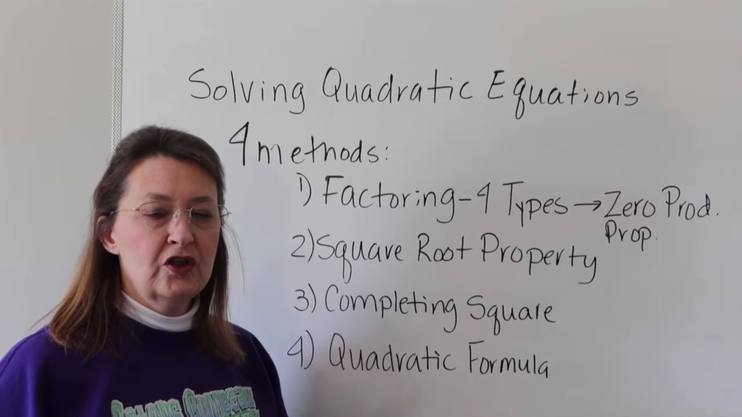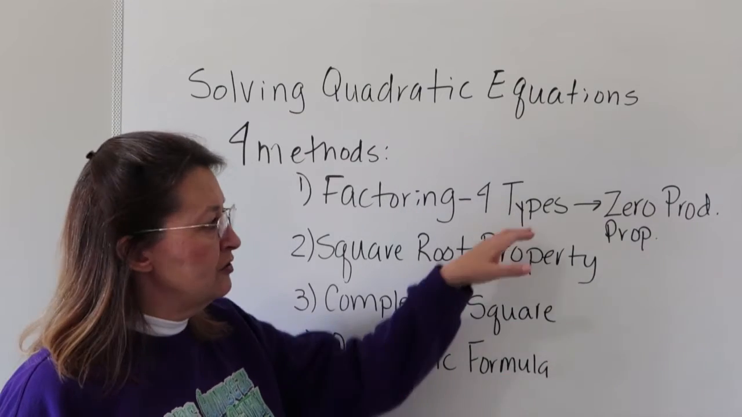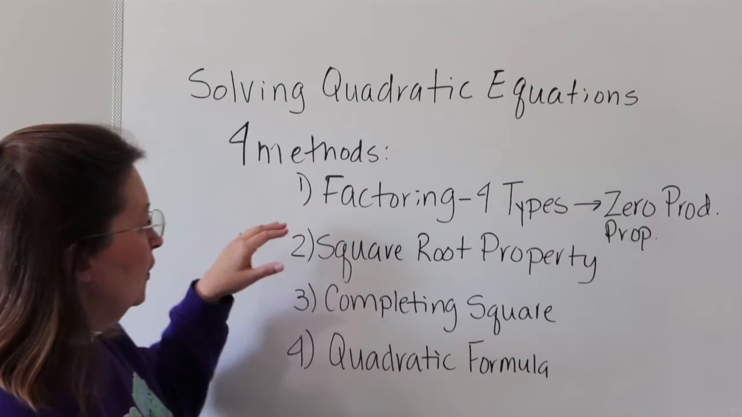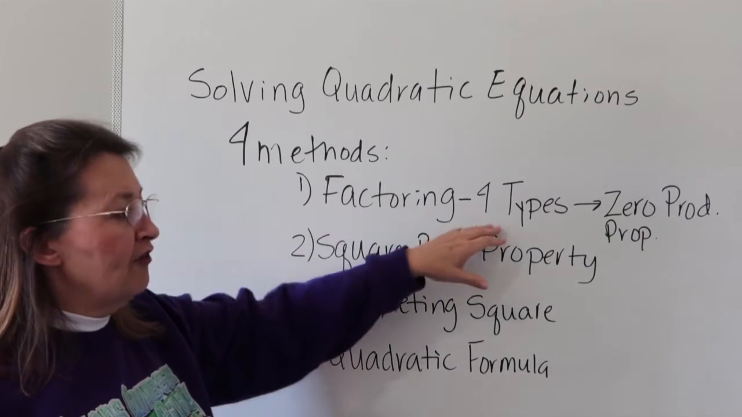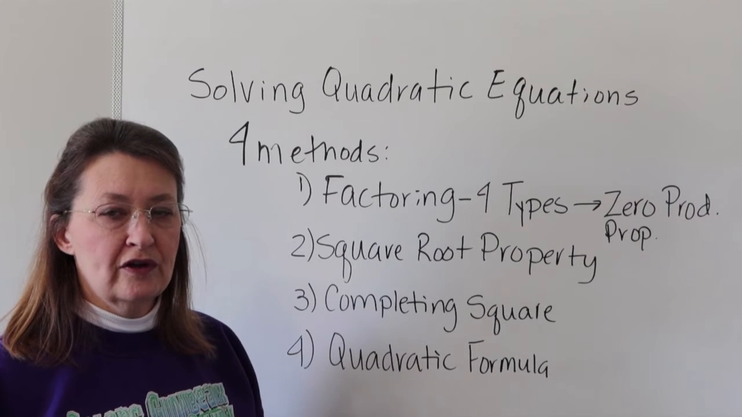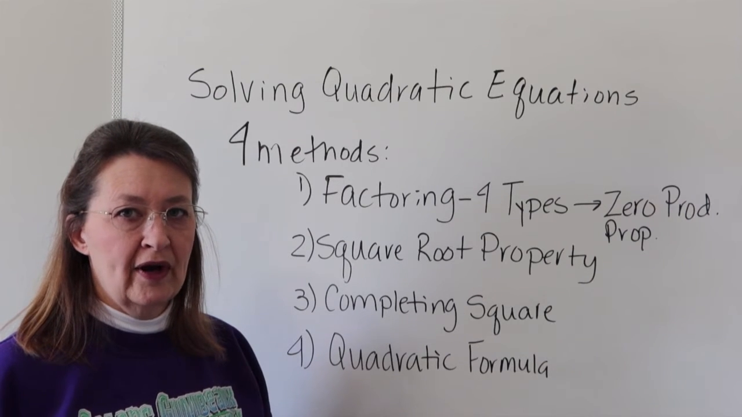And then once you get the quadratic expression factored, you use the zero product property. So that's where we're going to start. We're going to start with factoring, and the first type that we're going to look at is using the difference of two squares formula to factor your quadratic.